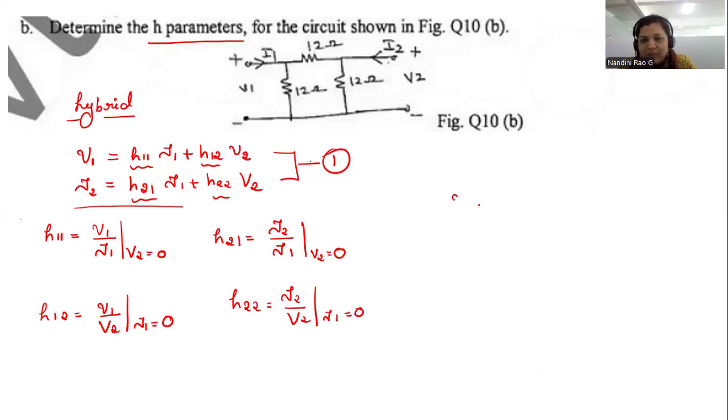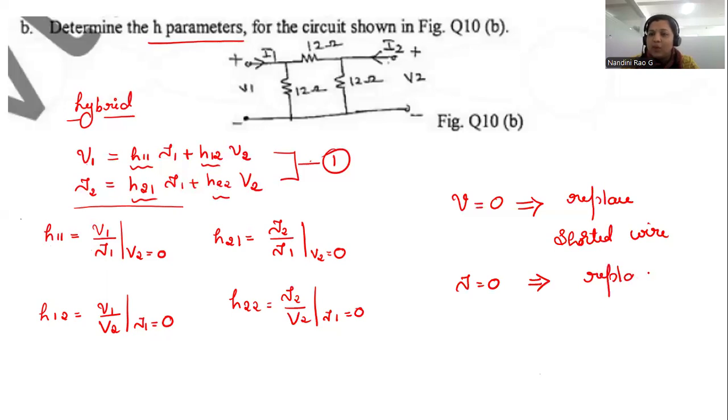Okay. Always remember V equal to 0 means you have to replace that particular port with a shorted wire. Okay. I equal to 0 implies replace it with an open circuit. Always remember this particular part.